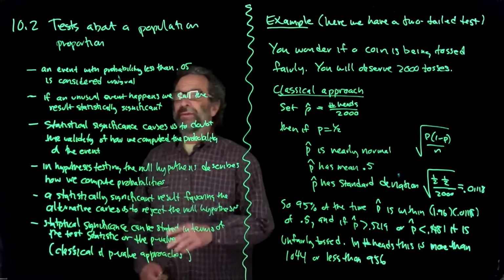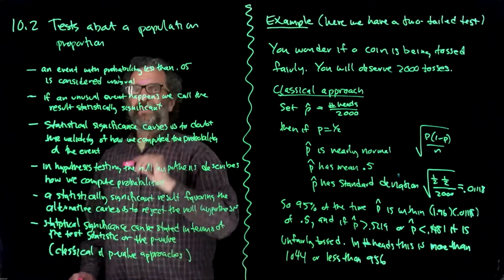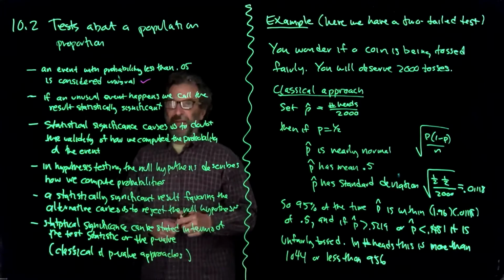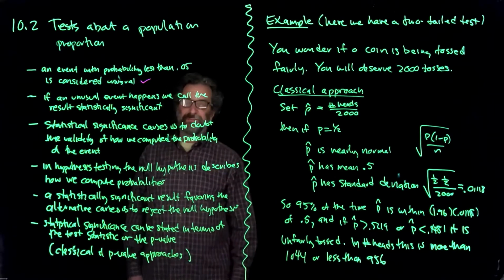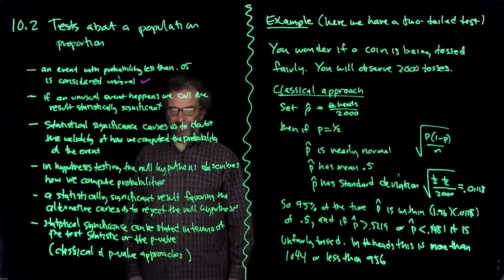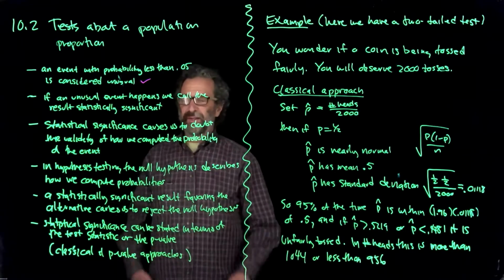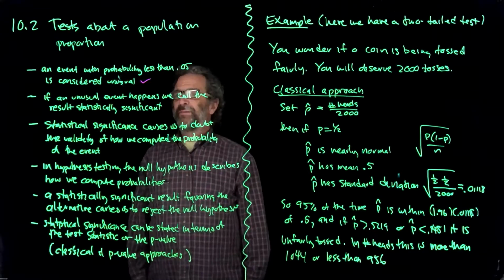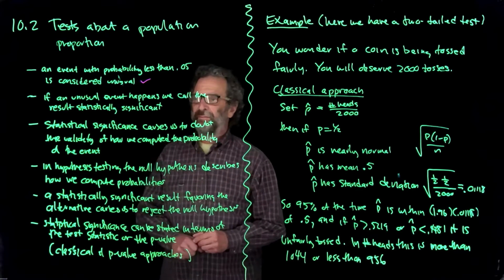An event with probability less than 0.05 is considered unusual. That's been a theme so far. Would you expect that particular thing to be unusual? And if it happens less than 5% of the time, we consider that unusual. That corresponds to tossing heads maybe 5 times in a row, something like that. That's unusual. If an unusual event happens, we call the result statistically significant.